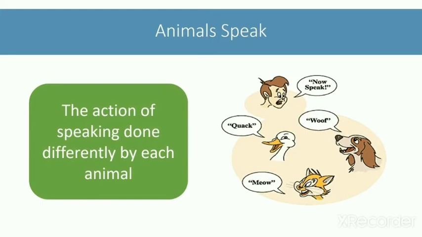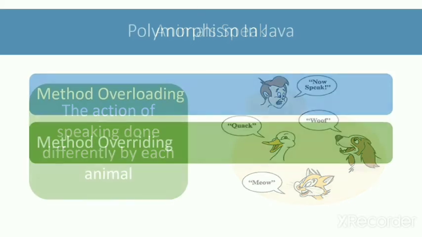Let's take a look at an example. If you ask different animals to speak, they respond in their own way. Dog will bark, duck will quack, cat will say meow, and so on. So here you see, the same action of speaking is performed in different ways by different animals. This is the concept of polymorphism.